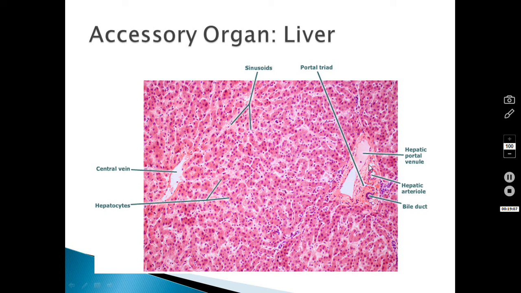And then again, if we look here at our portal triad, you can see here's the venule, here's the little arteriole, and then here is the little bile duct.